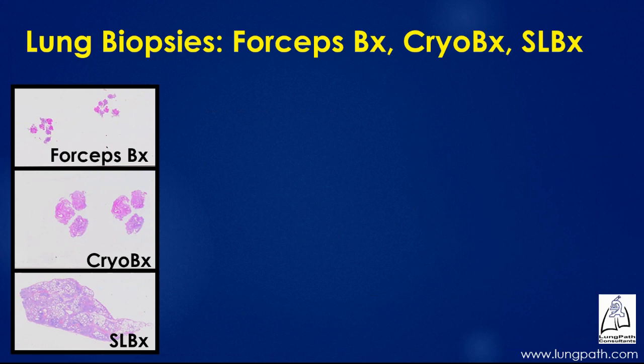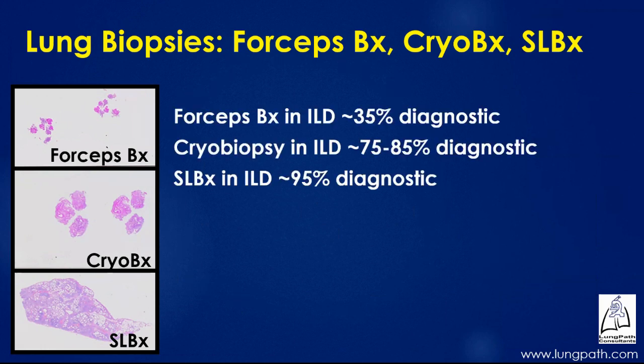Well, Kevin brought this up, but what about lung biopsies? Your three major types of lung biopsies that you're going to see in patients with interstitial lung disease are a forceps biopsy, a cryobiopsy, and a surgical lung biopsy. And the images on the left show you the approximate size comparison for those three kinds of biopsies. You could think of them as small, medium, and large.